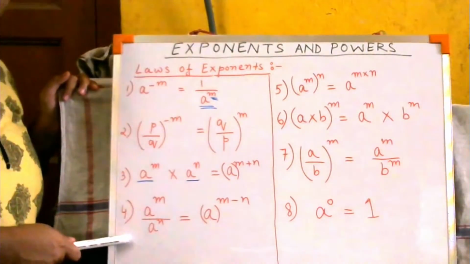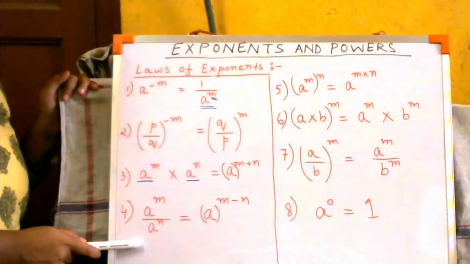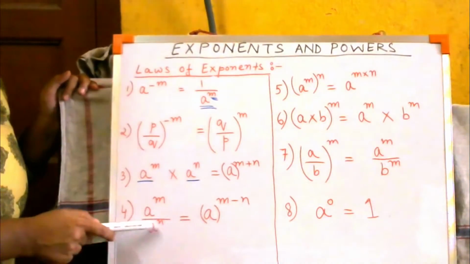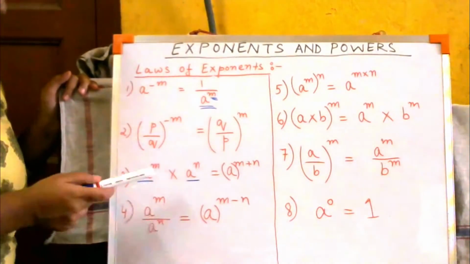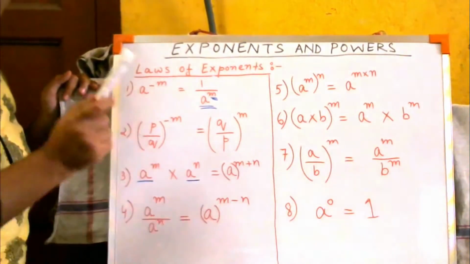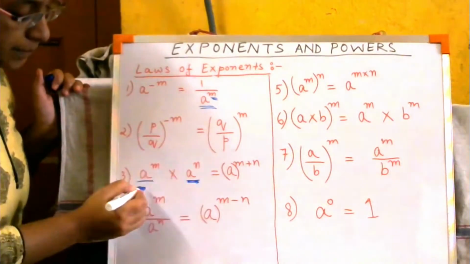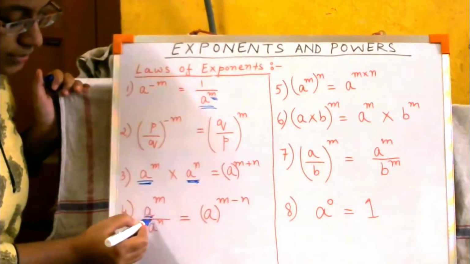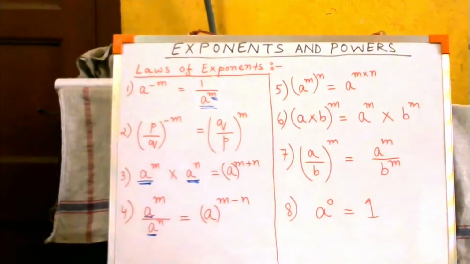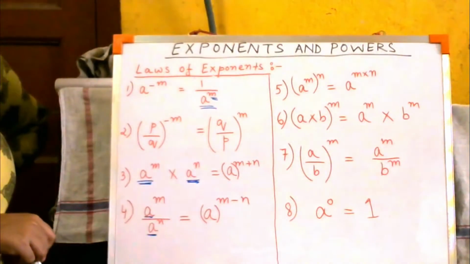Next formula: what if there is a division? This was multiplication, and the next formula, formula number 4, is division. A to the power m divided by a to the power n. What are we going to do that time? In multiplication we add the powers, in division we subtract the powers. Provided, I repeat again, the base should be the same. Can you see over here also a to the power n, and over here a to the power n. The bases should be the same. If the bases are the same, then only these formulas will be applied.